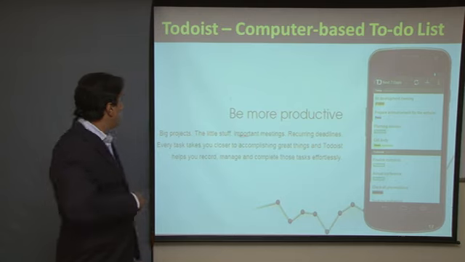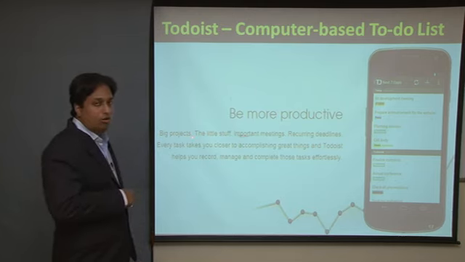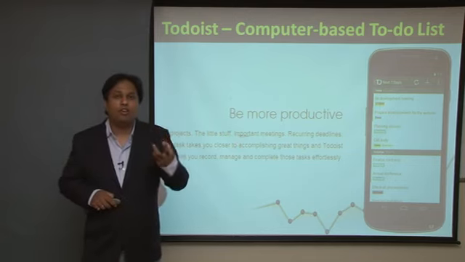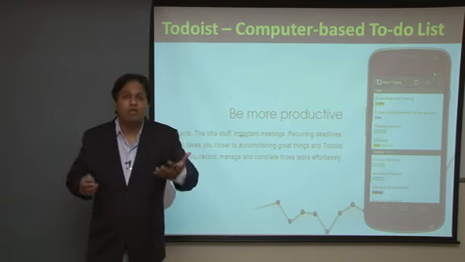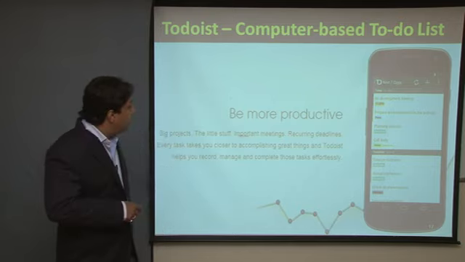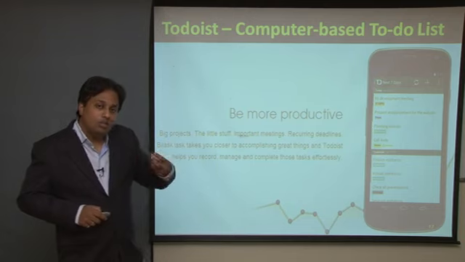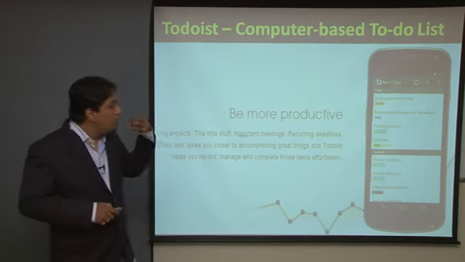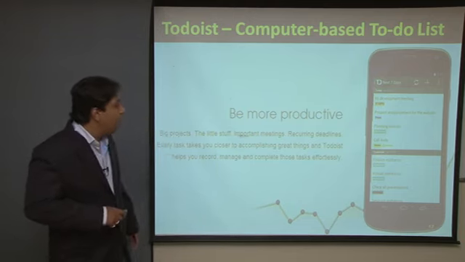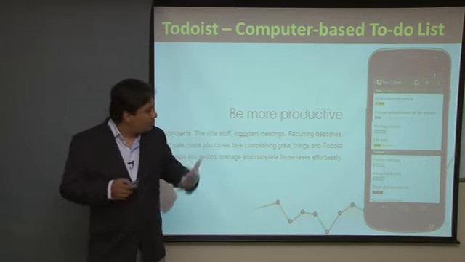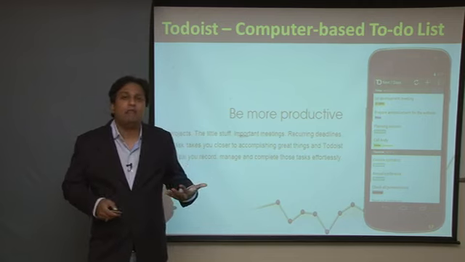So we have big projects which we work on, or complex projects. We have some little stuff, like some value addition which we probably do when we don't have much load. Important meetings which we cannot afford to miss, or probably cannot afford to lose information on, and recurring deadlines, which recur after specific times.